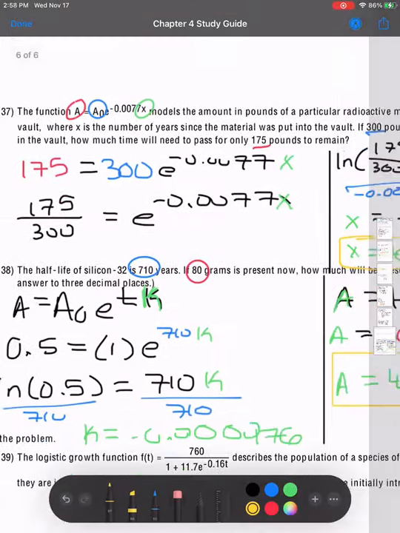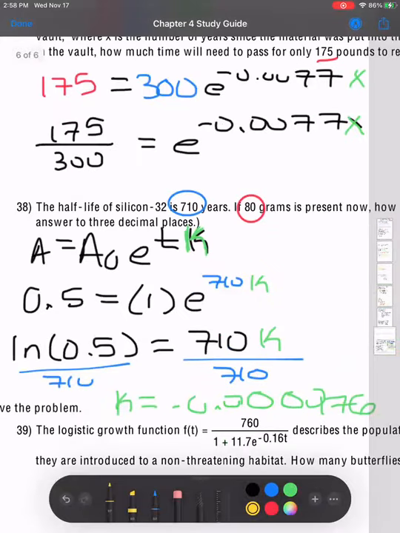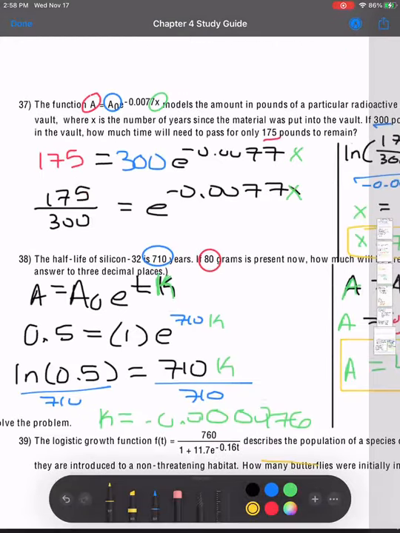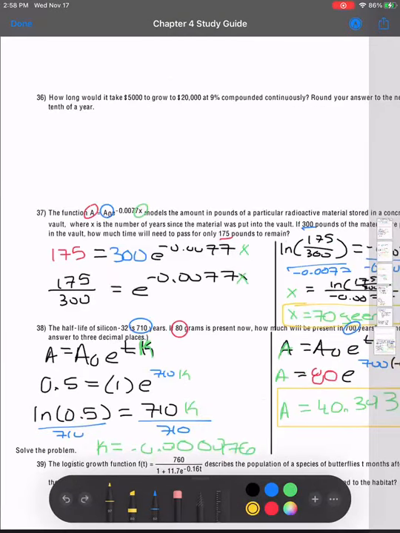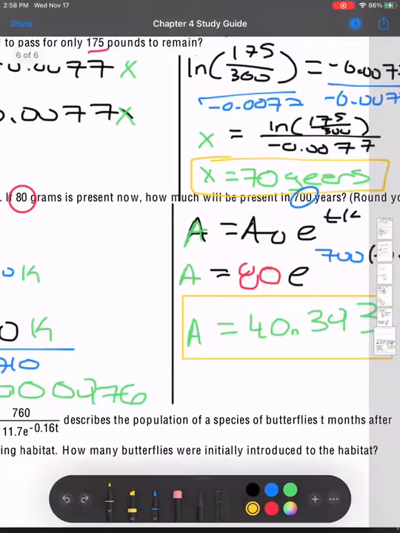And then number 39 says, the logistic growth function f of t equals 760 over 1 plus 11.7 e to the power of negative 0.16 t, which describes the population of a species of butterflies t months after they are introduced to a non-threatening habitat. How many butterflies were initially introduced to the habitat? So the first thing you're going to want to look at for this one is the term initially. Initially is starting at the very, very beginning, so our t value is going to be equal to 0.